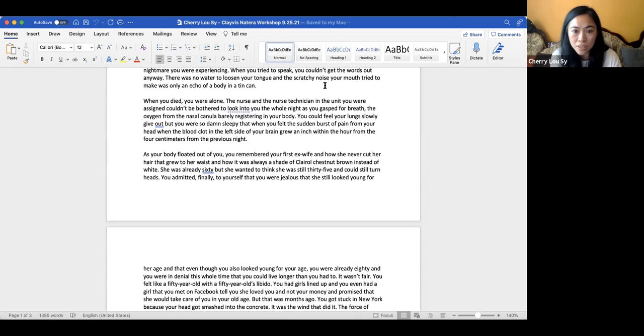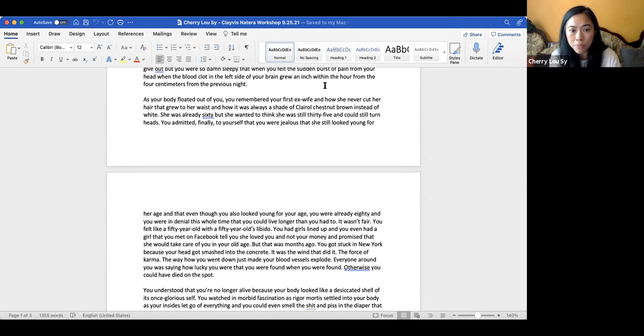The nurse and the nurse technician in the unit you were assigned couldn't be bothered to look into you the whole night as you gasped for breath, the oxygen from the nasal cannula barely registering in your body. You could feel your lungs slowly give out, but you were so damn sleepy that when you felt the sudden burst of pain from your head, when the blood clot in the left side of your brain grew an inch within the hour from the 4 centimeters from the previous night, as your body floated out of you, you remembered your first ex-wife and how she never cut her hair that grew to her waist, and how it was always a shade of Clairol chestnut brown instead of white. She was already 60, but she wanted to think she was still 35 and could still turn heads.